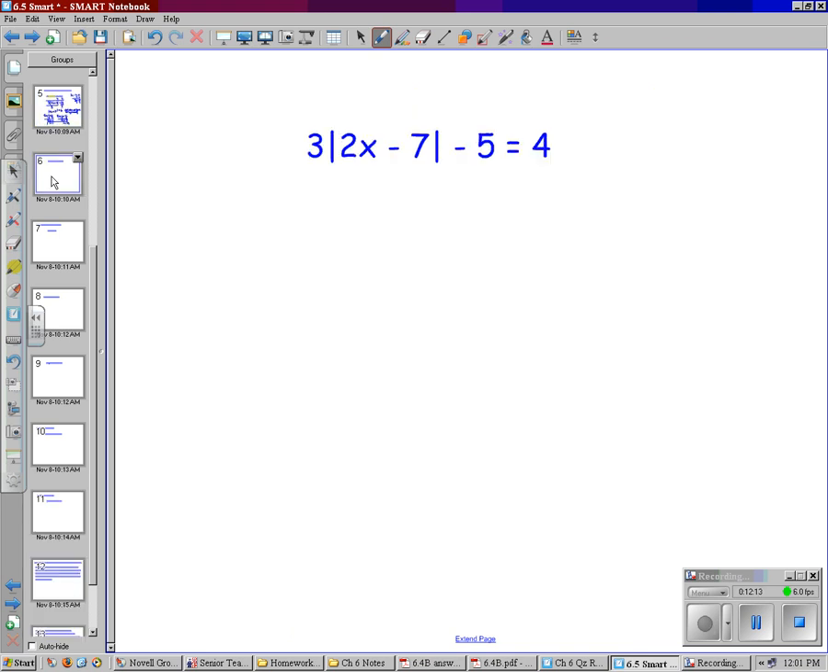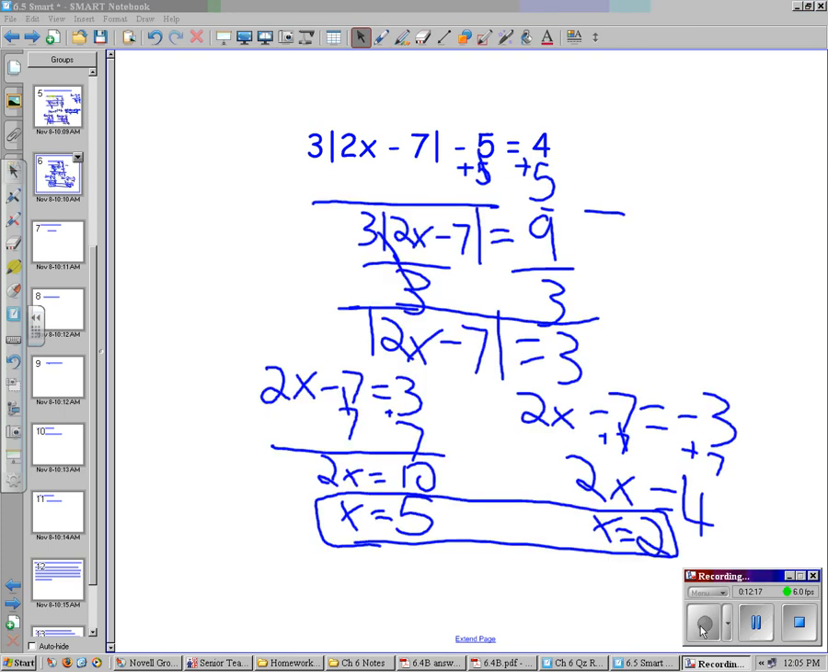Then we'll do this one, and I'll have some people come up to the board on this one. We have up here getting the absolute value bars all by itself so that we have the absolute value of 2x minus 7 equals 3. Lucy, since you just joined us, we're treating this like a normal equation where this is kind of like one whole variable, a whole grouping. So we're adding 5 to both sides and then dividing by 3. Thank you. So that the 2x minus 7 that's in the absolute value bars is all by itself.